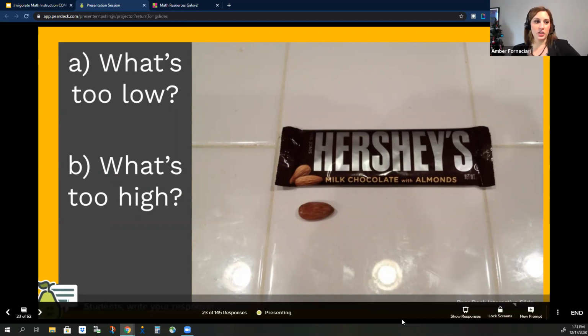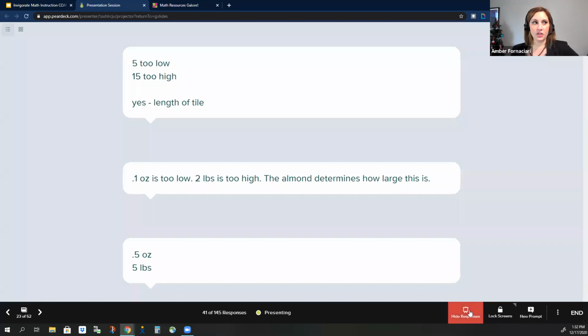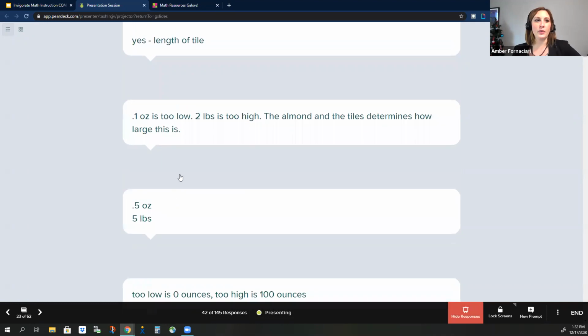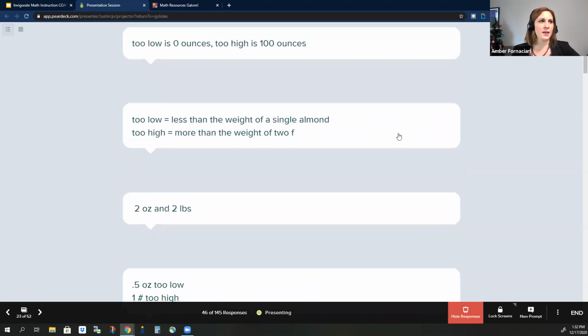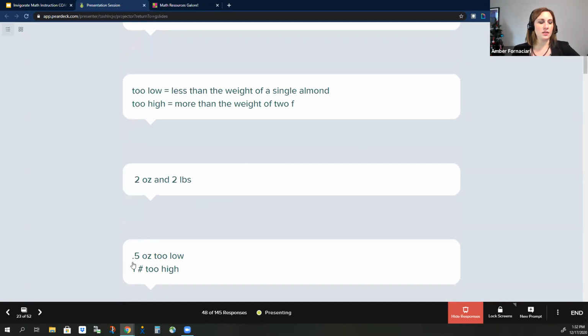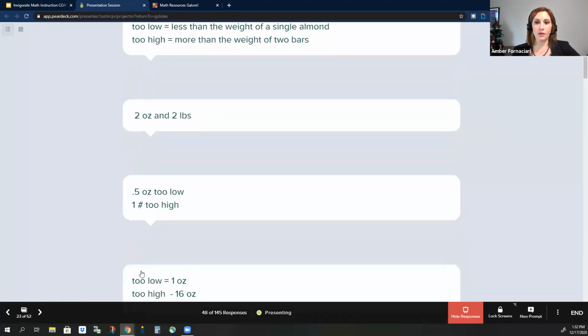So I see the question, is this a regular or a king size? Well, is there anything in the picture that would help you determine whether it was a regular or a king size? Here are the responses. 5 too low, 15 too high. Oh, here we go. The almond and the tiles determine how large this is. Yeah, and it doesn't say king size. These are all great questions, guys. 2 ounces, 2 pounds. Half an ounce to 1 pound would be too high.